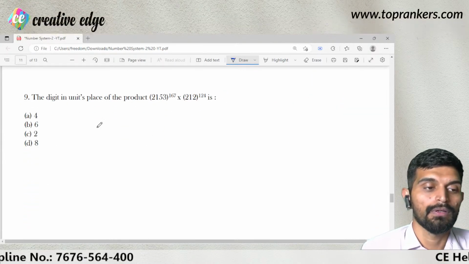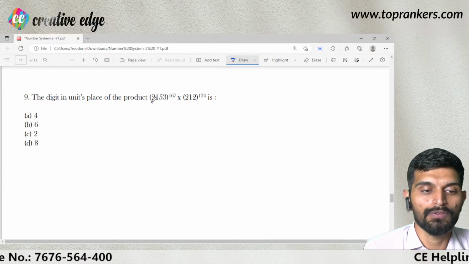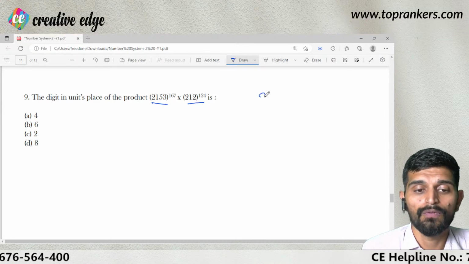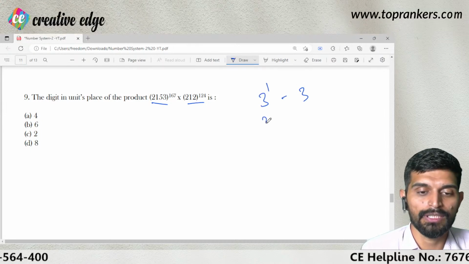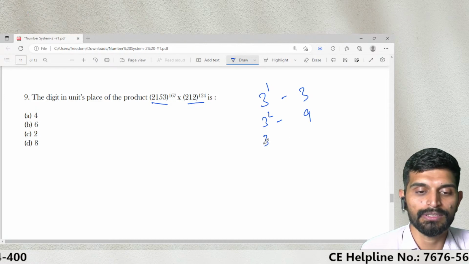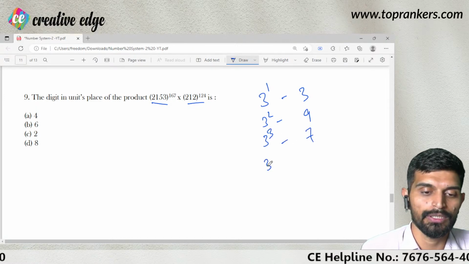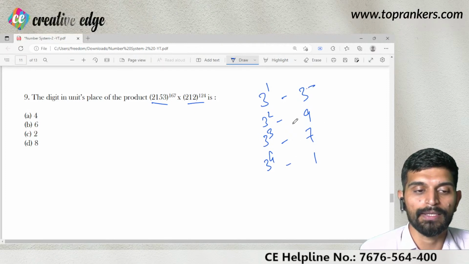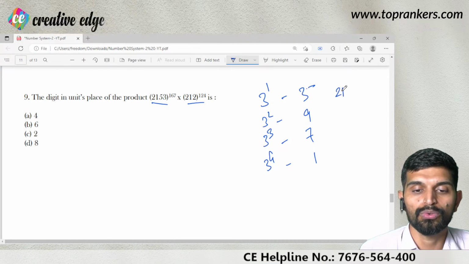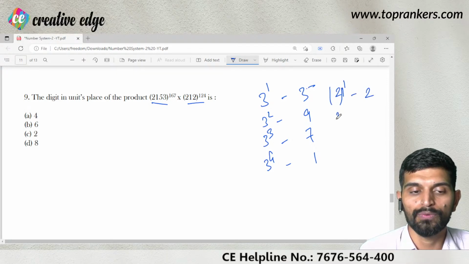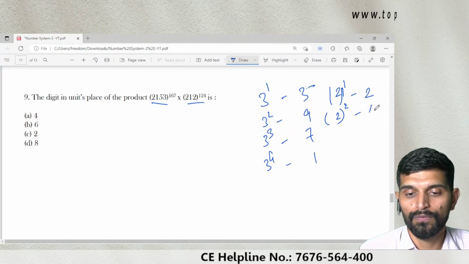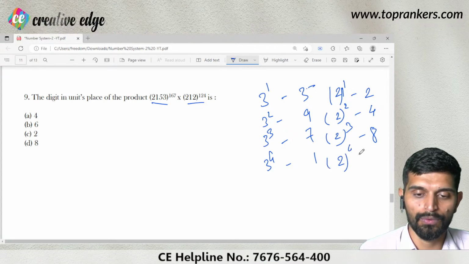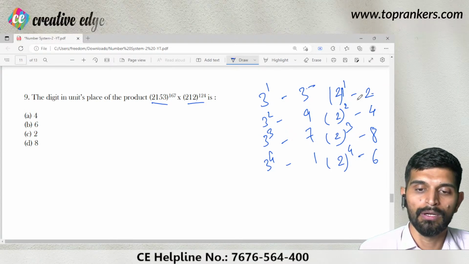Next we have the digit in unit place of the product, this and this. So again, this is a case of digit cycle. For 3 to the power 1, we get unit digit as 3, 3 to the power 2, we get unit digit as 9, 3 to the power 3, we get 7 as unit digit, 3 to the power 4, we get 1 as the unit digit, and again 3 to the power 5, we come back here. And for 2 to the power 1, we get 2, for 2 to the power 2, we get 4, for 2 to the power 3, we get 8 as unit digit, and 2 to the power 4, we get 6 as unit digit. Again, we come back here.